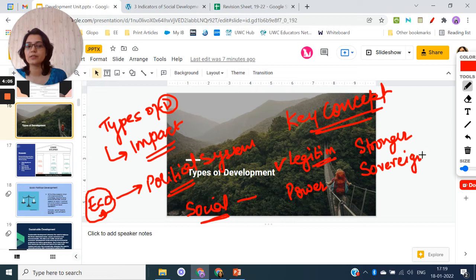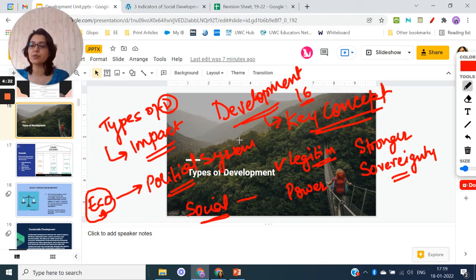sovereignty. You remember in one of the videos I asked you, always remember your 16 key concepts. If you connect your 16 key concepts to any of the key concepts, you can bring lots of connected points. So think about the 16 points and think about how development can impact the other 16 key concepts, right? So under the types of development, we are discussing the types we mentioned in the beginning. Let's go.